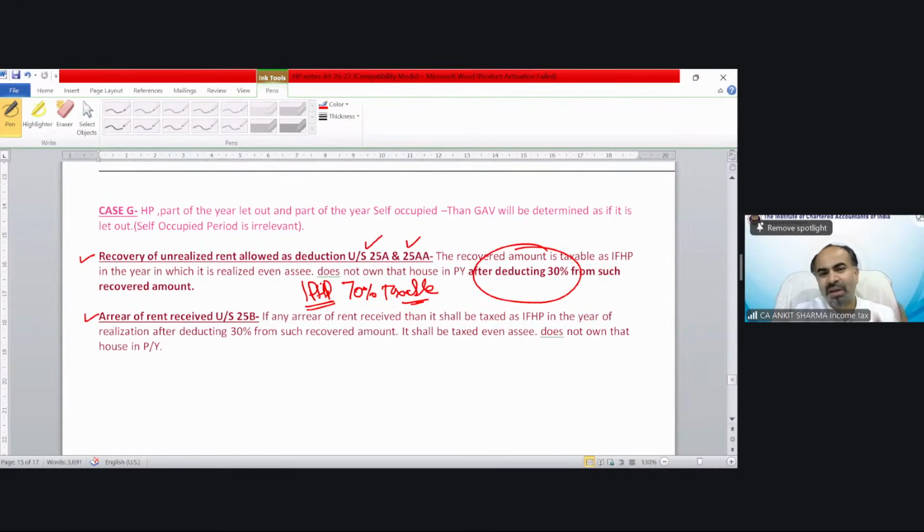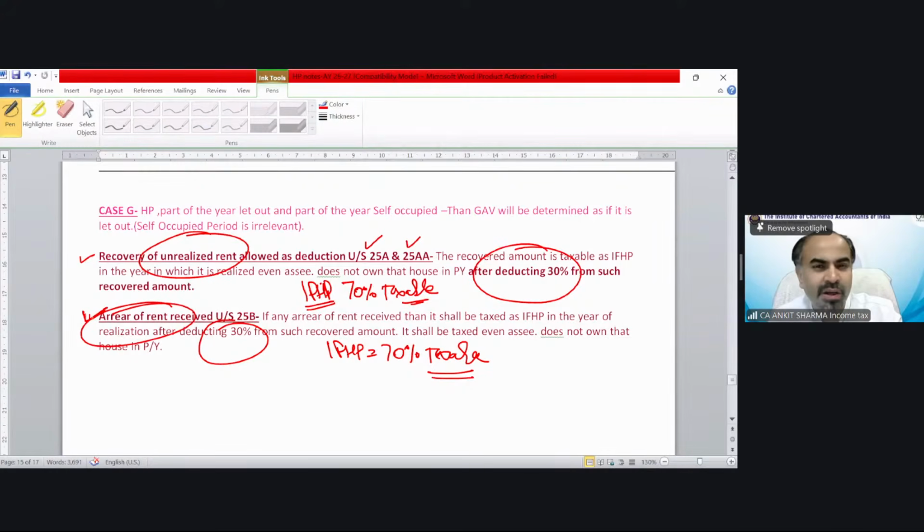So a very simple case. The same concept is applicable in case of arrear of rent. As we have gone through under the salary head, arrear of salary, if you receive any salary due to retrospective effect, that is going to be taxed. In the same way, if you receive any arrear of rent due to retrospective effect, whatever amount you receive in the current year, after 30% deduction, income from house property would be 70% taxable. So same concept in case of recovery of unrealized rent or arrear of rent received. No other deduction would be provided. Directly 70% you can tax.